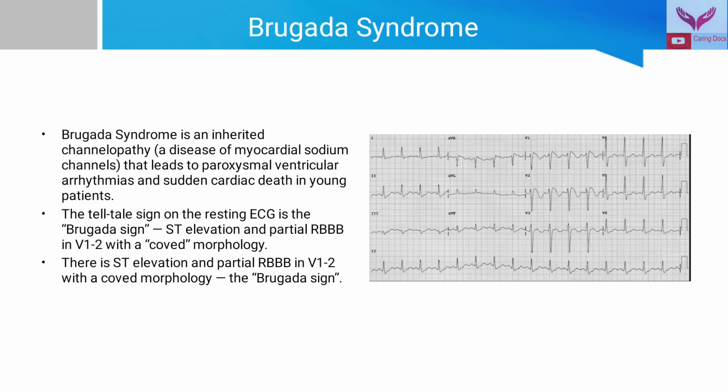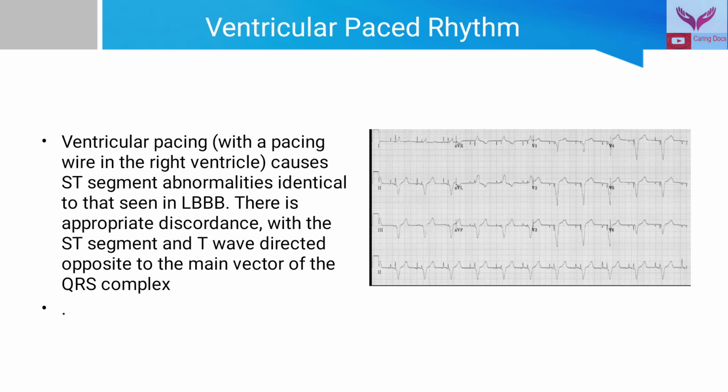Brugada syndrome is an inherited channelopathy, a disease of the myocardial sodium channel that leads to paroxysmal ventricular arrhythmias and sudden cardiac death in young patients. The telltale sign in the resting ECG is the Brugada sign, that is ST elevation and partial right bundle branch block in V1 to V2 with coved morphology. There is ST elevation and partial RBBB in V1 to V2 with coved morphology as we see in this ECG, and this is called Brugada sign.